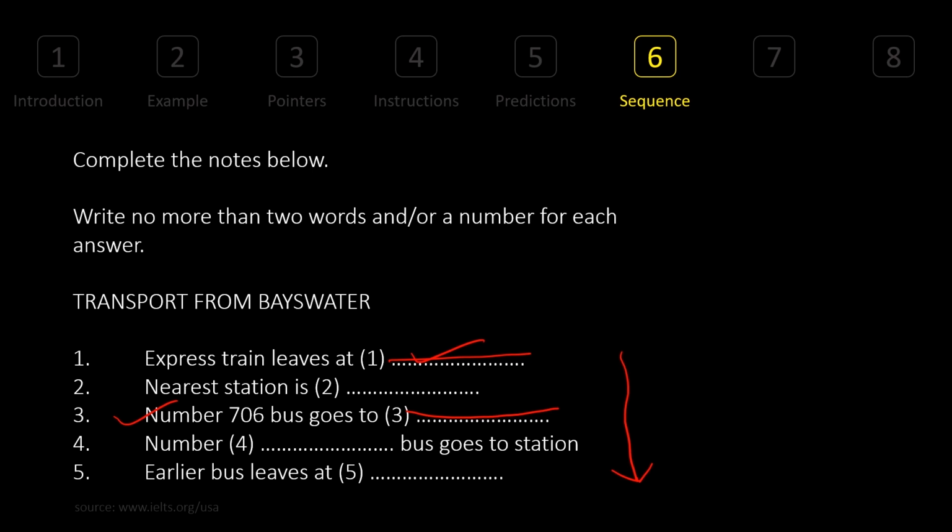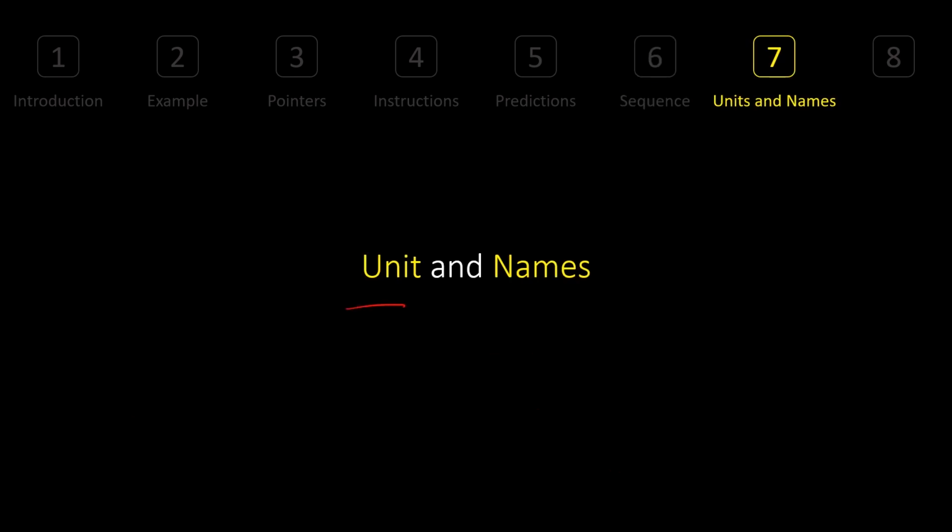This gives you a hint. This number 3, number 706 bus, when they describe it, now you know, okay, now I have to jump to this one because they have described this one. Hence, if there are no blanks provided in the statement, they won't call it number 3, they will call this one 3, but that is important for you to follow the sequence. Okay? Good. Next one is unit and names.